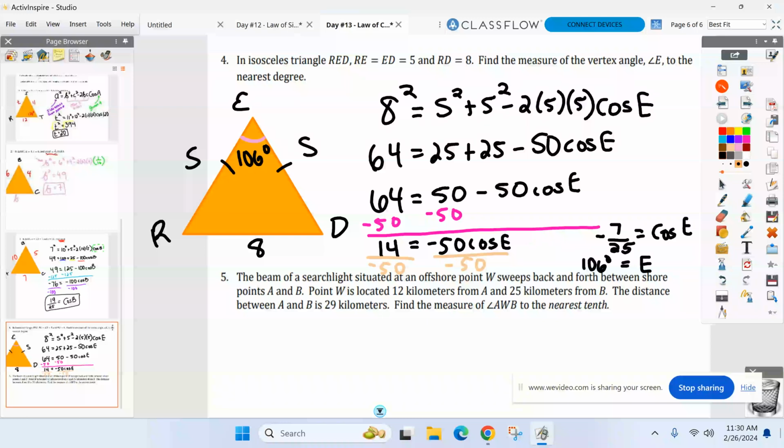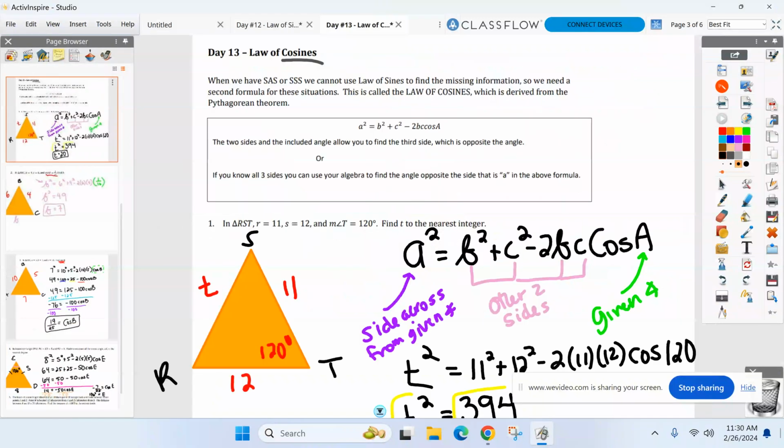Last thing, because I'm going to let you do number 5 on your own. I will never ask you to solve for B or C in the law of cosines. If you find yourself solving for B or C, something went wrong. The only thing I'm going to ask you to solve for is that side, the cosine ratio, or the angle. Those are the only 3 things I'm going to ask you to use law of cosines for. I will never ask you to solve for the other 2 sides.